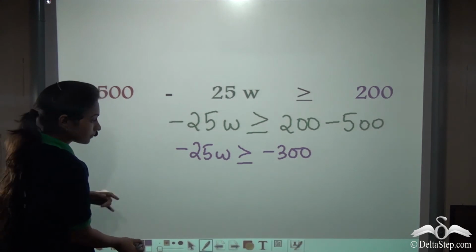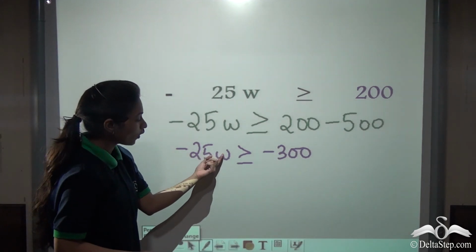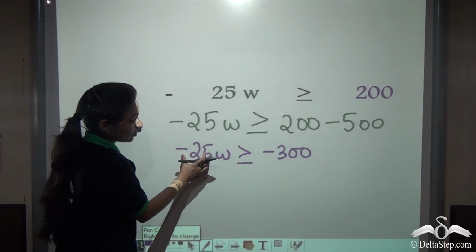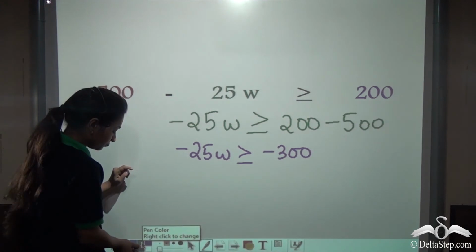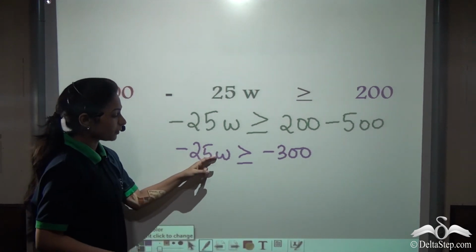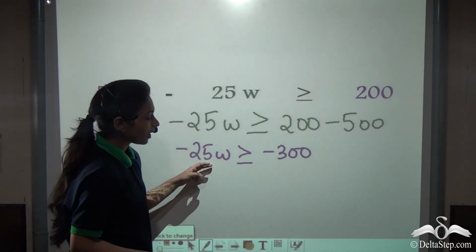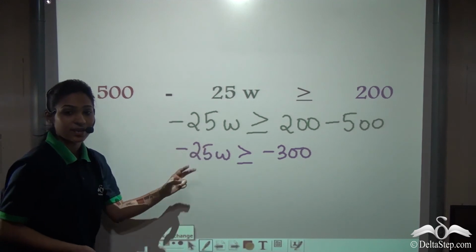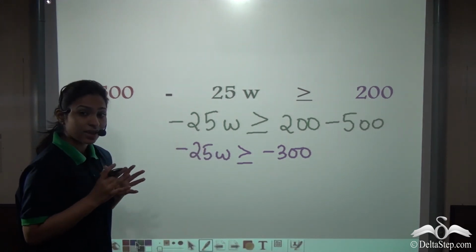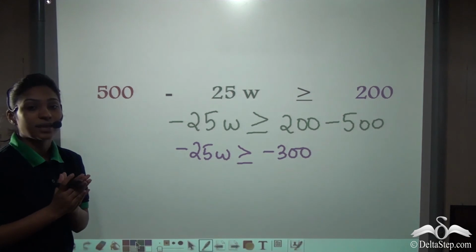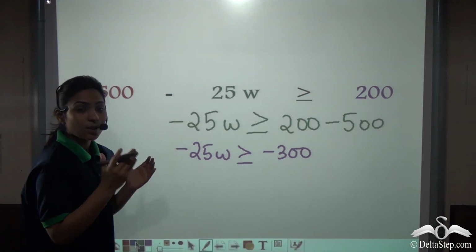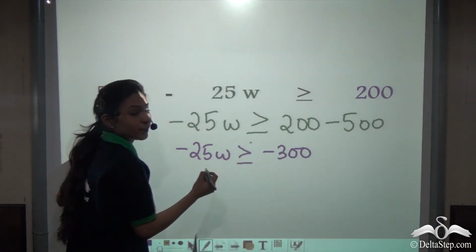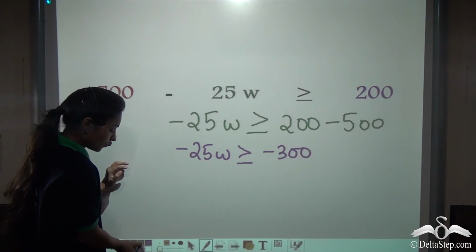Now what I need to do is bring the coefficient of this variable to 1. For that I need to divide it by a number. For that I need to divide it by minus 25. Now if I am dividing this side by minus 25, I have to divide this side also by minus 25. So dividing both the sides by a negative number, minus 25 is a negative number. Now you have studied that whenever we multiply or divide both the sides of an inequality by a negative number, the sign of inequality reverses. So here also we will do the same.